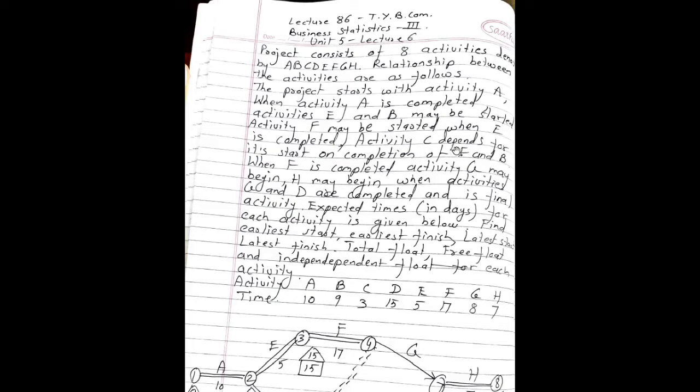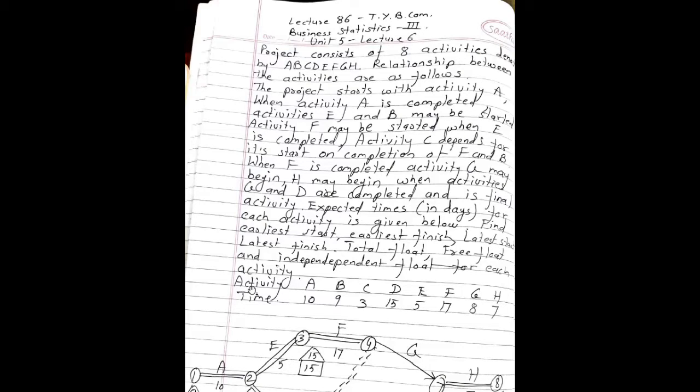Activity C depends for its start on completion of F and B. When F is completed, activity G may begin. H may begin when activities G and D are completed and is final activity. Expected times in days for each activity is given below. Find earliest start, earliest finish, latest start, latest finish, total float, free float and independent float for each activity.